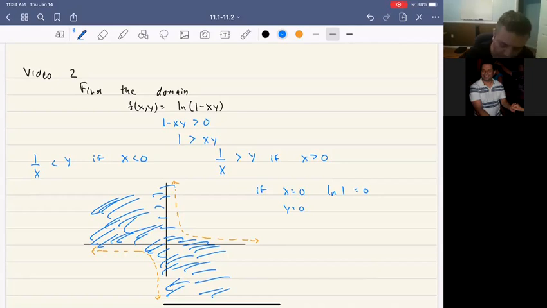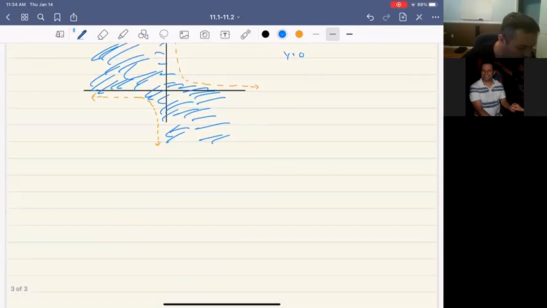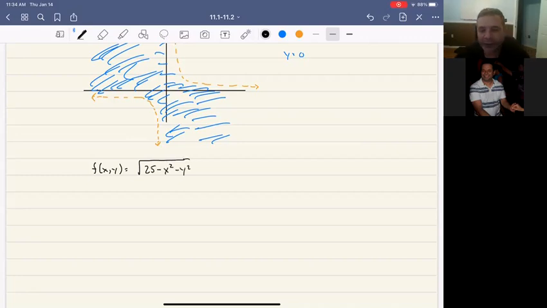Okay, let's do one more. Let's take f of x,y equals the square root of 25 minus x squared minus y squared. I lied, we're going to do two more. We need that 25 minus x squared minus y squared to be greater than or equal to 0. That's our restriction, right? You can't take the square root of a negative number.